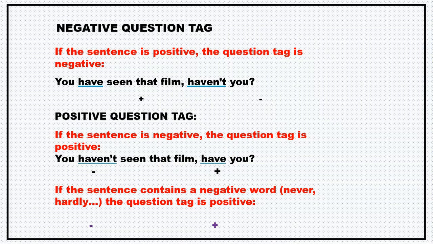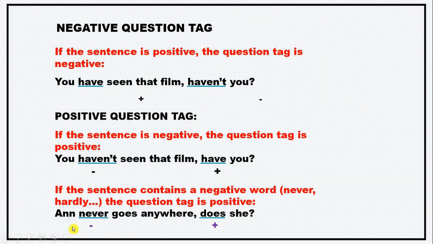How do we know if any statement is positive or negative? The general rule is you see not in a statement. When you see not in a statement, we understand it as a negative statement, but it is not always that not comes. For instance, if the sentence contains a negative word like never, hardly, the question tag is positive. And never goes anywhere. It's a negative statement. It is not a positive one. Never makes this statement negative. So therefore the question tag is positive.